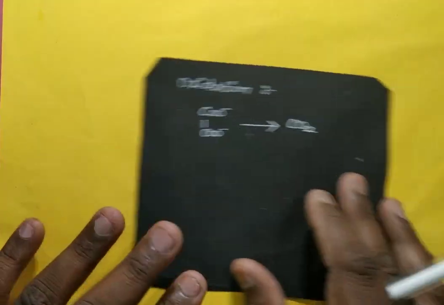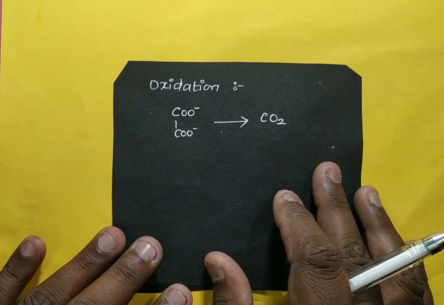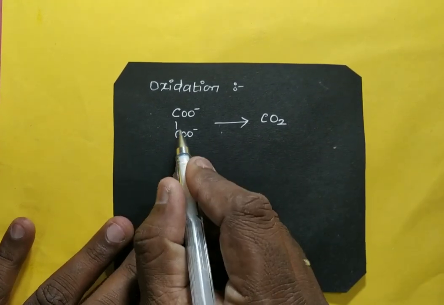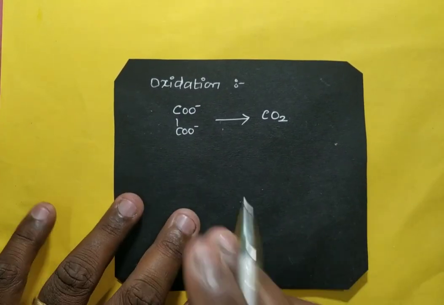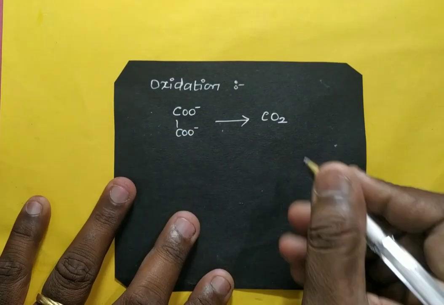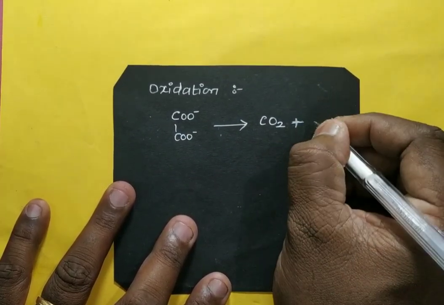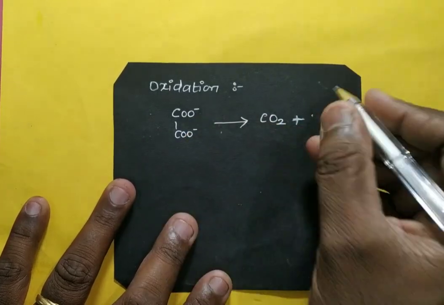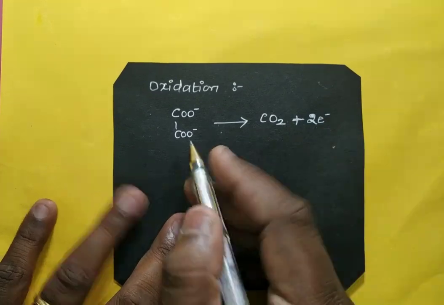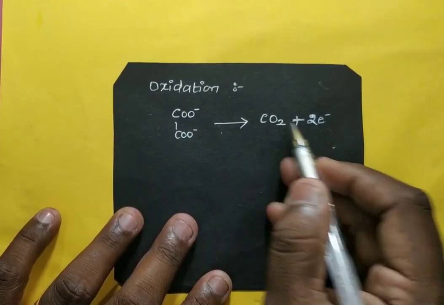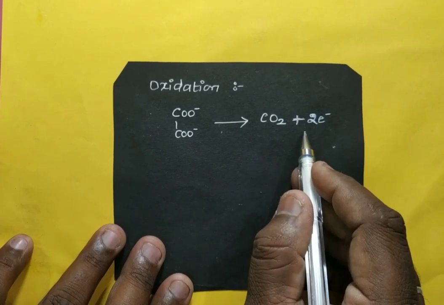And next we consider the oxidation of the oxalate ion, C2O4 2 minus. What is the name of this compound? It's the oxalate ion. What do you mean by oxidation? Oxidation is nothing but a loss of electrons. Am I right? So here how many electrons are released? Here 2 electrons are coming out, because 2 minus is specified. So 2 electrons are coming out. That is what we read as the oxidation half.